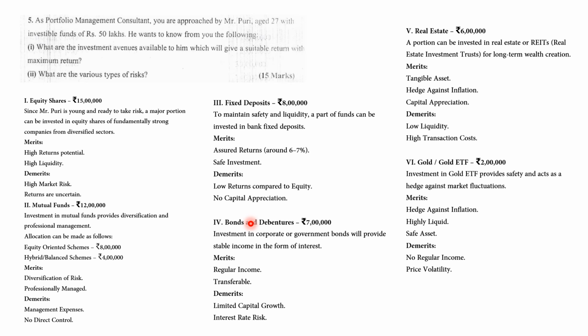And lastly, gold ETFs. Investment in gold ETF provides safety and acts as a hedge against market fluctuation. So merits are hedge against inflation and high liquidity. Demerits are no regular income and price volatility. These are the explanations of all the avenues. You can go through it once.